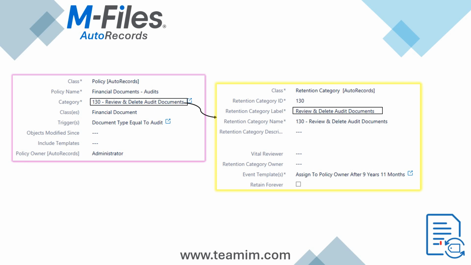The retention category label is a free-form text field. As a best practice, this field should describe the event that will be scheduled by this retention category. Once the label has been set, the retention category name is automatically set as a combination of ID and label. The only other property we need to set for this example is the event template that will be used to schedule events for financial audits. That leads us to the next step of setting up the event templates.